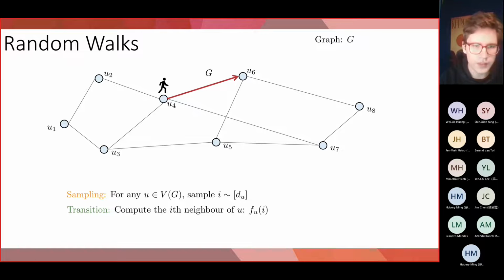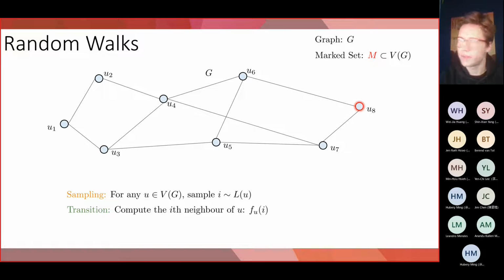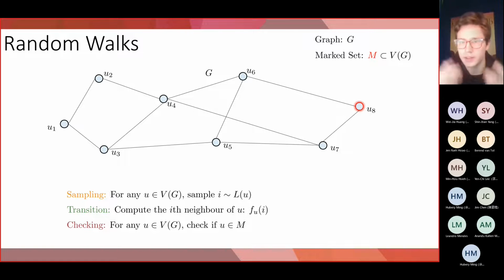So the sampling of the index would be to decide which edge we want to take, and then the transition step would actually be to compute where this edge takes us, and then actually traverse this edge. And our goal is that some of the vertices on this graph are marked, which we denote by the set capital M. And one thing that sounds trivial, but is important to note, is we have to know whether we are in the marked set. So we also have to be able to, for any vertex, check if we've made it to the marked set, or if we still have to keep looking.